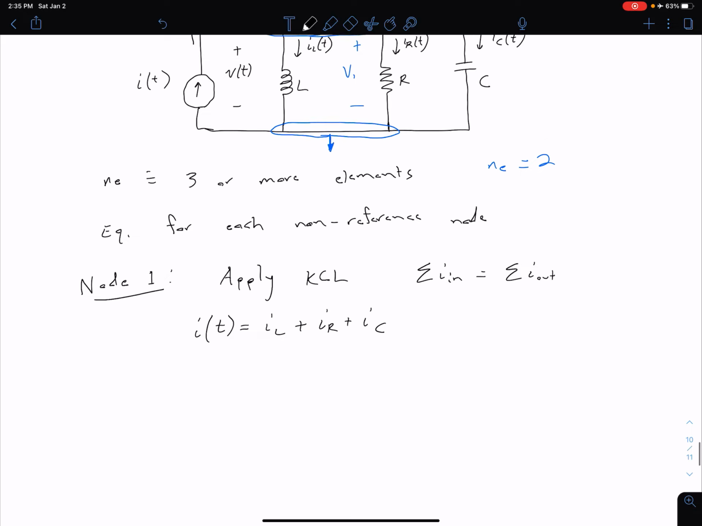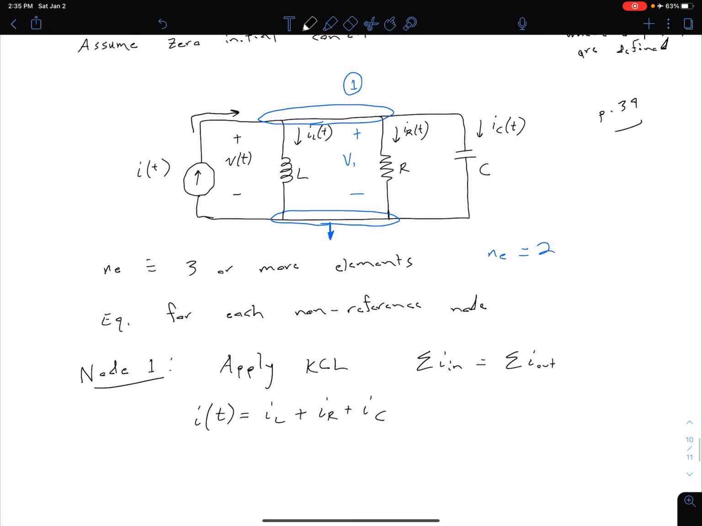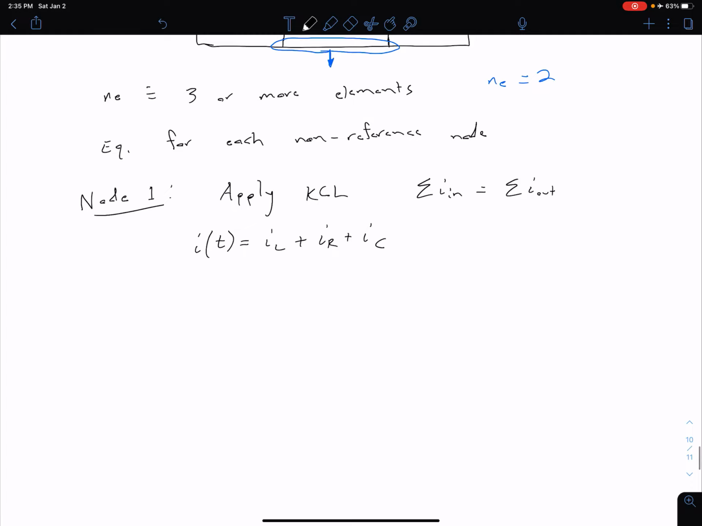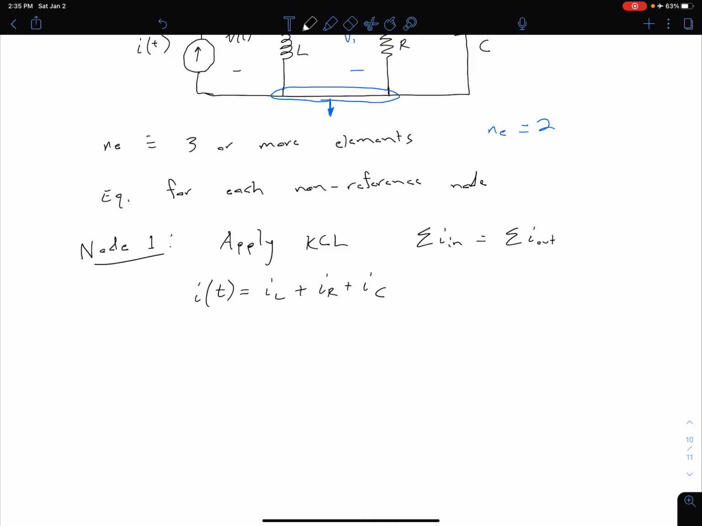Okay, easy enough. Now where things get a little trickier is we're going to go to this table on page 39, that's table 2.3, and we can use our current-voltage relationships to play some games and see if we can't find a way to solve for this transfer function. Because remember, ultimately, we're wanting to solve for this transfer function.